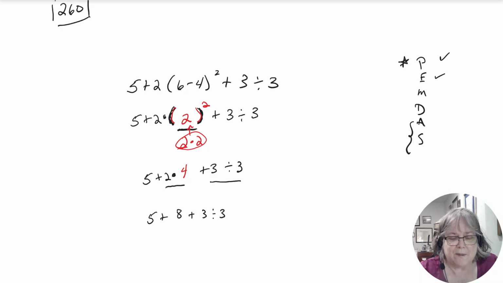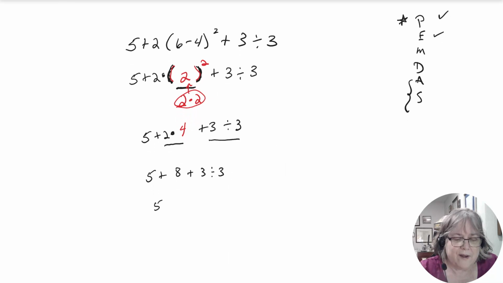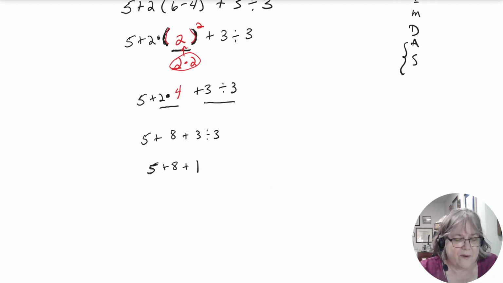Let's do this one step at a time. So 5 plus 8 plus, and 3 divided by 3 is 1. So 5 plus 8 is 13 plus 1 is 14.